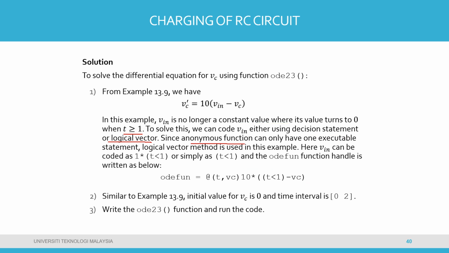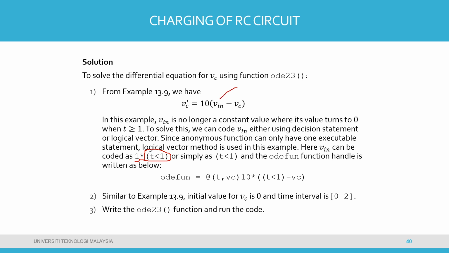If you use the decision statement if else or case, it will be very long. But if you use a logical vector, it is very short. So how to do this is, here V in can be coded as 1, remember the voltage is 1, multiplied by the logical vector. You have the value multiplied by the condition or logic: 1 when t is less than 1. That's why it will become something like this.